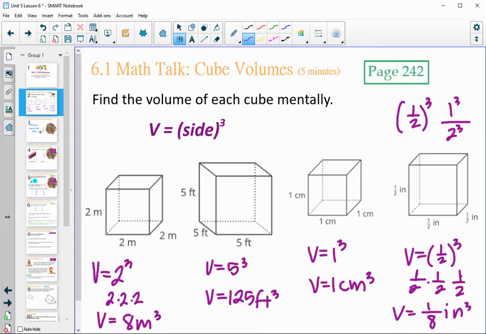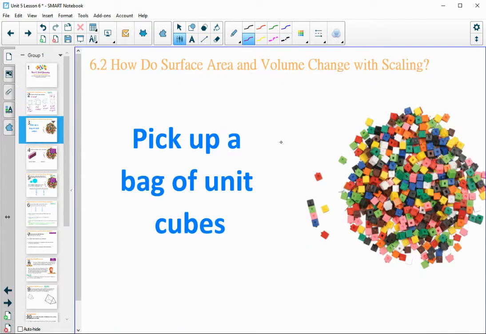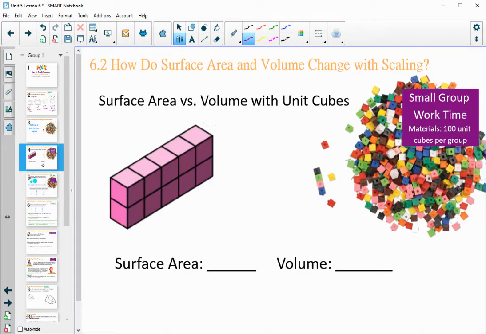All right, then if you're in class, you're going to be working with these things called unit cubes, just little blocks, and we're going to be building different shapes. So taking a look here at the surface area and volume of unit cubes, I just drew an example here that you could build with your cubes. The base of this structure has 5 cubes, and then it's 2 cubes tall.